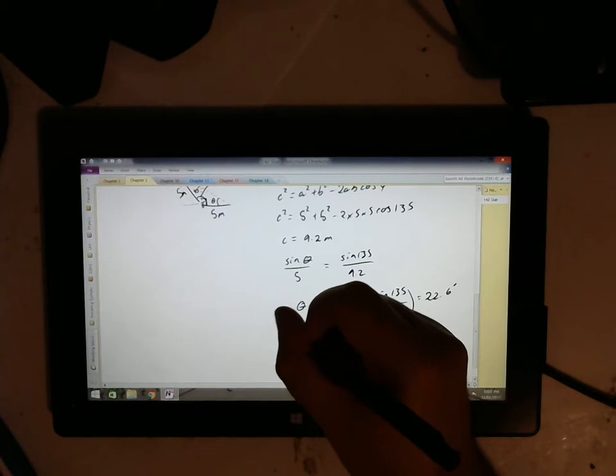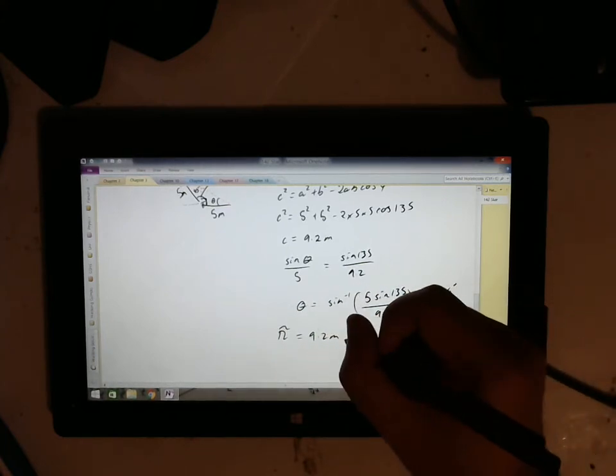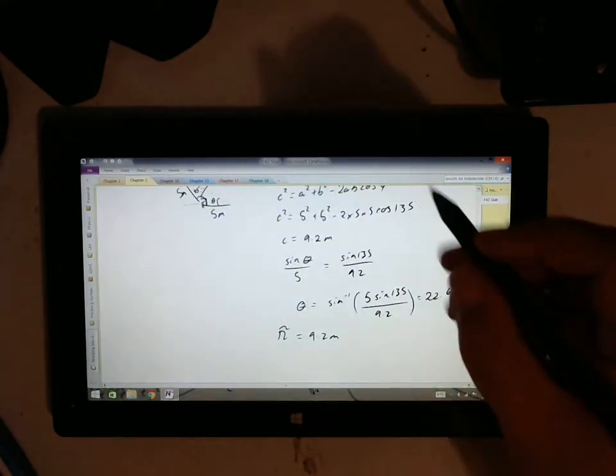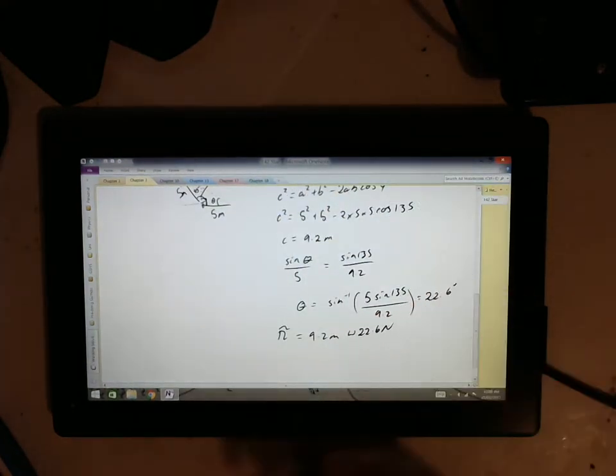So our final vector equals 9.2 meters at, well, this is starting west and going north, west, 22.6 degrees north.